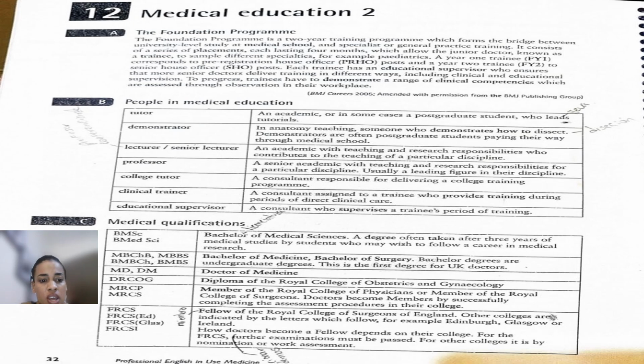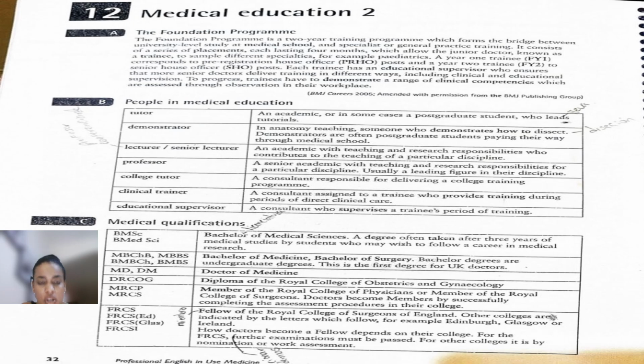Medical qualifications. BMedSc, Bachelor of Medical Sciences: a degree often taken after 3 years of medical studies by students who might wish to follow a career in medical research. MBChB, MBBS, Bachelor of Medicine, Bachelor of Surgery: bachelor degrees and undergraduate degrees. This is the first degree for UK doctors.